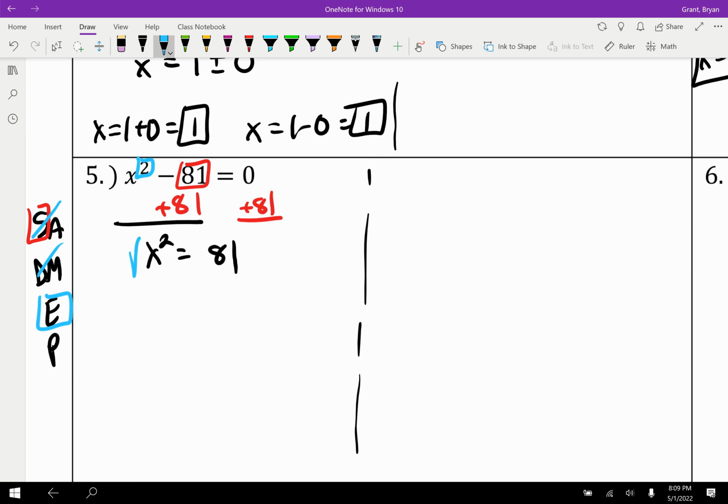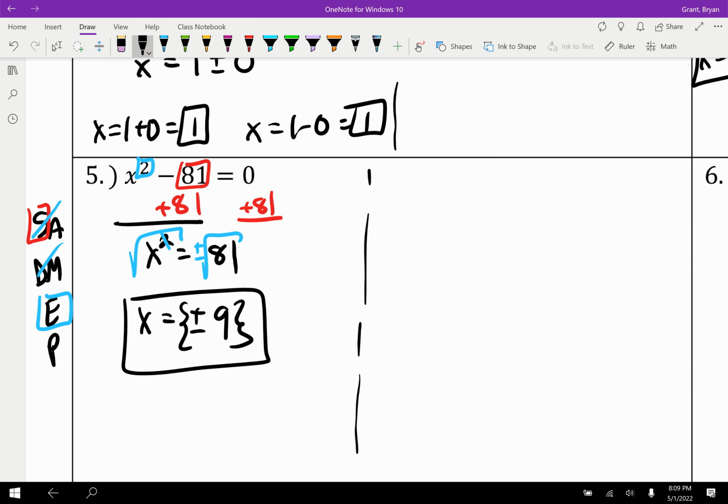No addition, subtraction. Now we undo the exponent with our plus minus. What is the square root of 81? What times itself is 81? That's 9. And so we end up with our two answers, positive 9, negative 9. A lot of times you'll see these braces when there's more than one answer. You totally don't need to put them. We'll know what you mean either way.